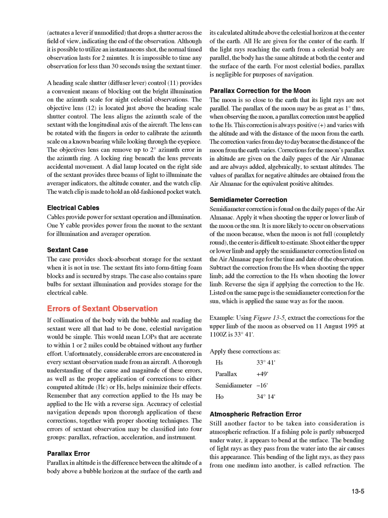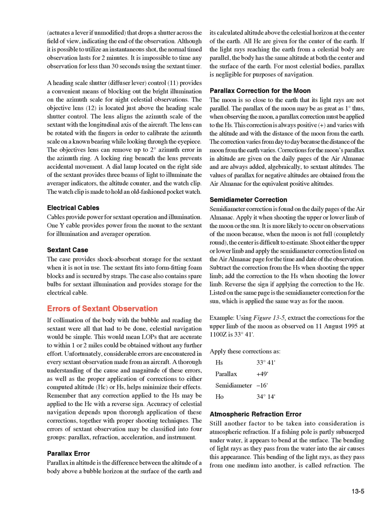Parallax correction for the moon: the moon is so close to the Earth that its light rays are not parallel. The parallax of the moon may be as great as 1 degree, thus, when observing the moon, a parallax correction must be applied to the Hs. This correction is always positive, plus, and varies with the altitude and with the distance of the moon from the Earth. The correction varies from day to day because the distance of the moon from the Earth varies. Corrections for the moon's parallax and altitude are given on the daily pages of the Error Almanac and are always added, algebraically, to sextant altitudes. The values of parallax for negative altitudes are obtained from the Error Almanac for the equivalent positive altitudes.